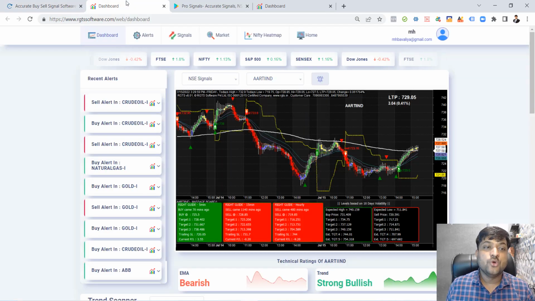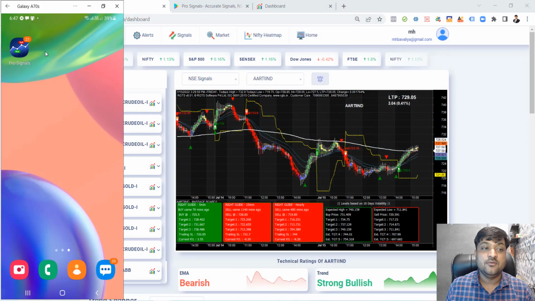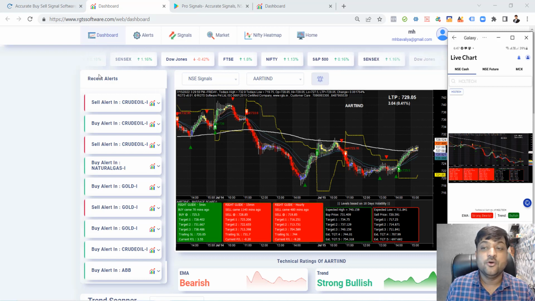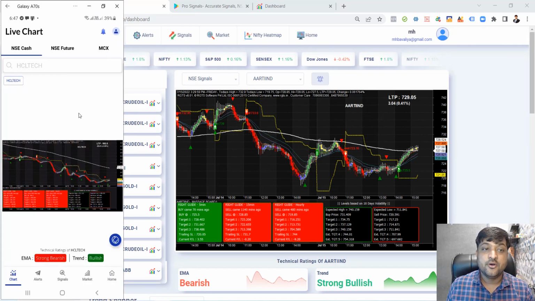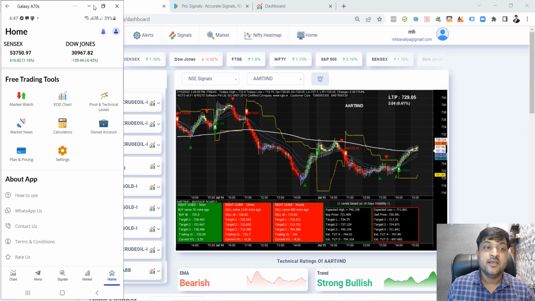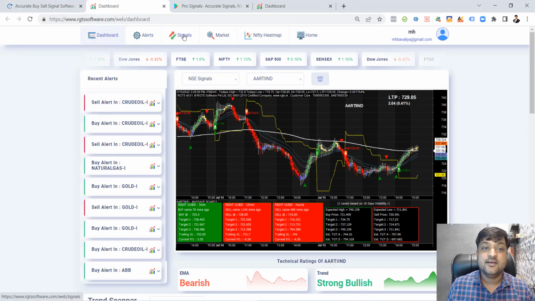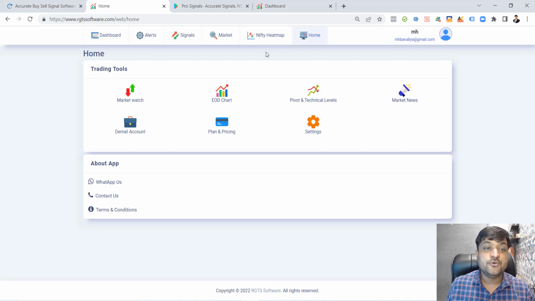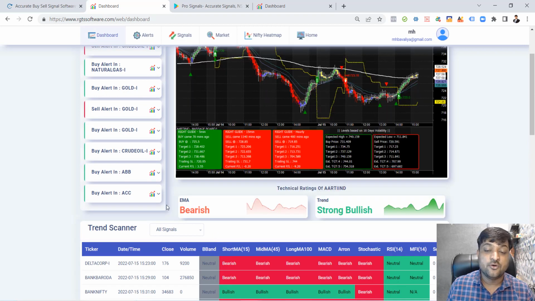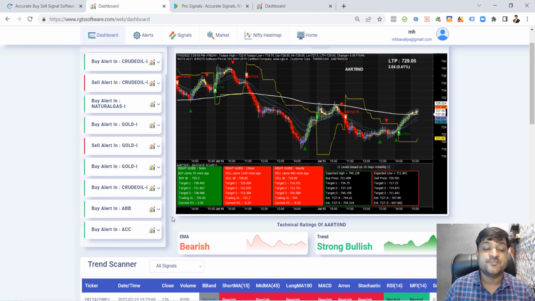Okay, so the Android app and website both are similar. All the features available on the Android app are also available on the website version. There is a dashboard, and same as in the Pro Signal Android app, there is a chart. In the Pro Signal Android app there are alerts, signals, market and home menu. Similarly, on the website there are alerts, signals, market and home menu. On the website a few extra tools are available, like the Nifty heat map and the scanner. There is a trend scanner as well as a golden crossover scanner. All the scanners and signals I am going to explain step by step.